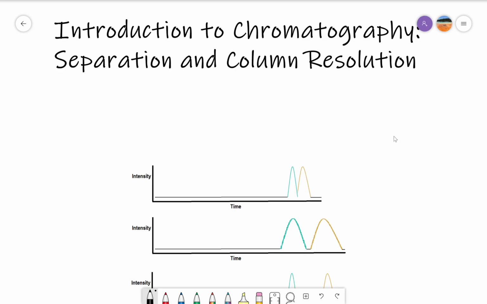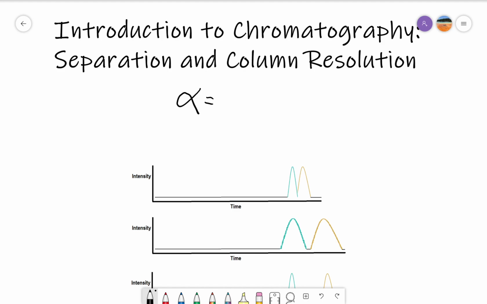Continuing on with our introduction to chromatography, we're going to be talking about separation and column resolution based on the number of equilibria that a mixture will undergo. When we were talking in our last video, we had been talking about relative retention, alpha, in terms of the bigger the difference between two partition ratios, the better the separation.